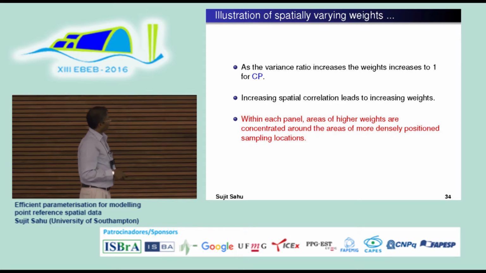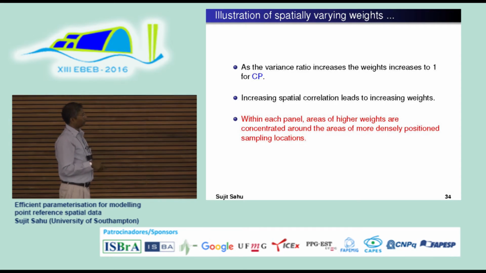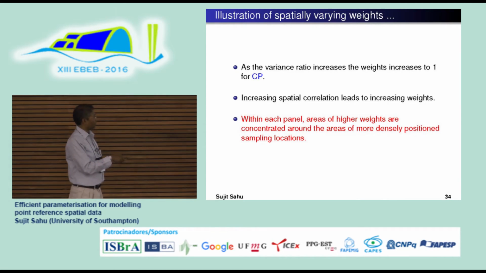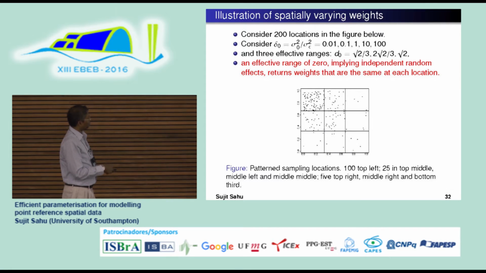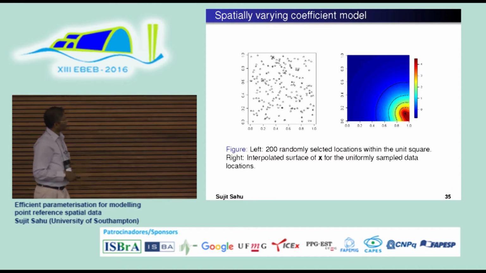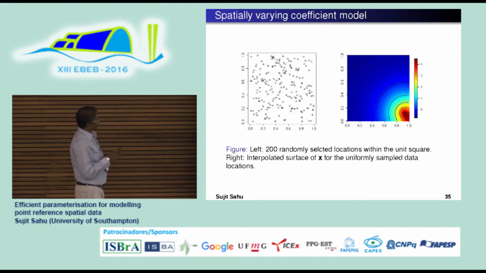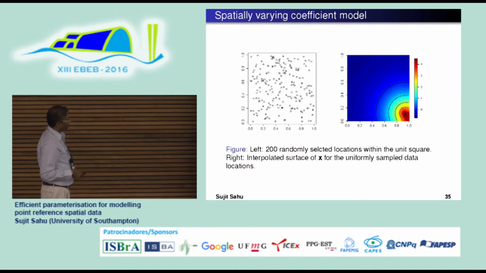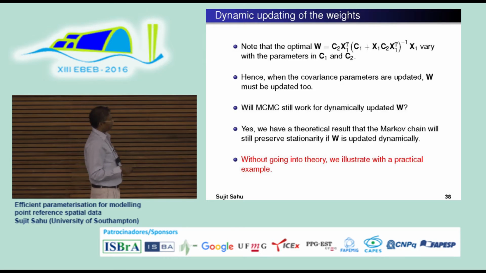So as the variance ratio increases, the weights increase to 1, as we had before. Increasing spatial correlation leads to increasing weights, and within each panel, areas of higher weights are concentrated around the areas of more densely positioned sampling locations. More densely positioned sampling locations are in the top left corner here, and areas of higher weights are more there. You can see the fader color, the blue is at the bottom there, and you can see that is happening as well. So we understood something from there. Let me skip this example. We did do a bigger example, where instead of one process we had two processes, and so on.